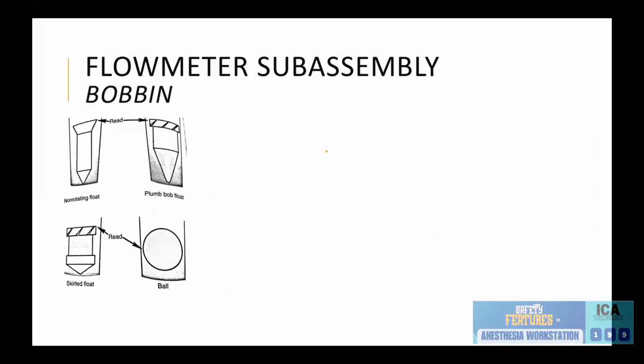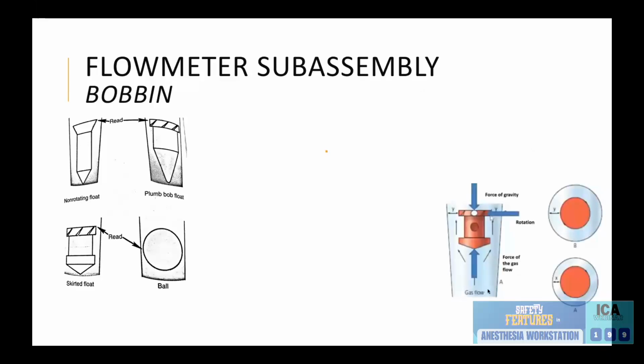Coming on to the bobbin, it can be a skirted float bobbin or a ball bobbin. Whenever you turn the knob anti-clockwise, the gas starts flowing. It pushes the bobbin upwards. Gravity tends to push it downwards. And that is how it is balanced in between. As you turn the knob more anti-clockwise, more gas flows and it goes further up.